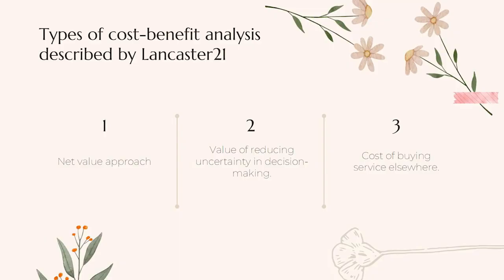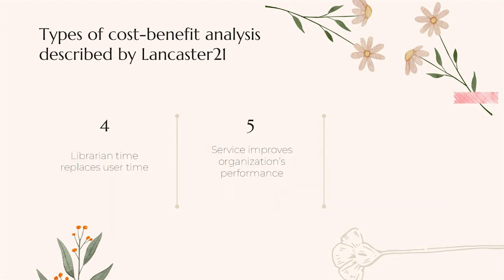Types of cost-benefit analysis described by Lancaster are net value approach, value of reducing uncertainty in decision making, cost of buying service elsewhere, librarian time replaces user time. For example, the librarian saves the user time by performing his or her task, and service improves the organization's performance or saves its money.